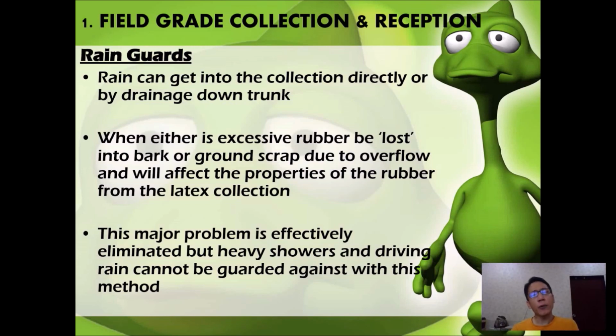Next, I would like to mention the rain guard. What is a rain guard? Rain can get into the collection directly or by drainage down trunks. When either occurs, excessive rubber will be lost into bulk or ground scrap due to overflow, which will affect the properties of rubber from the latex collection. This major problem is effectively eliminated, but heavy showers and driving rains can be guarded against with this method.